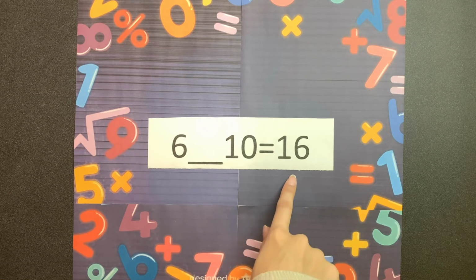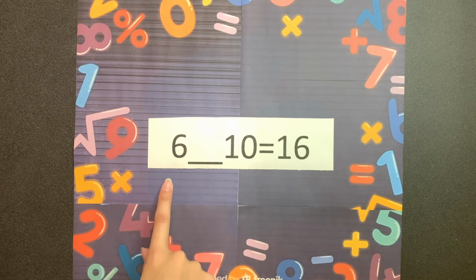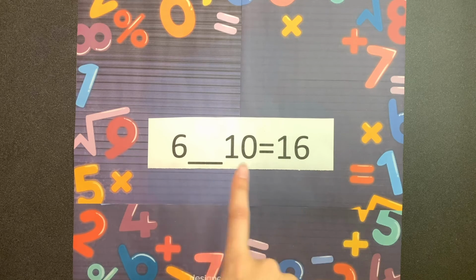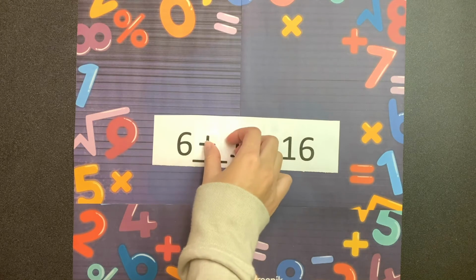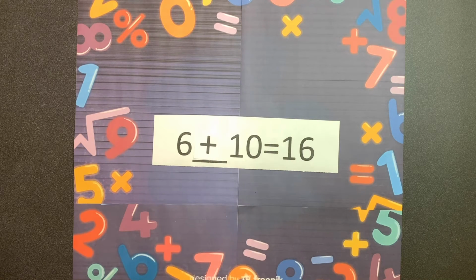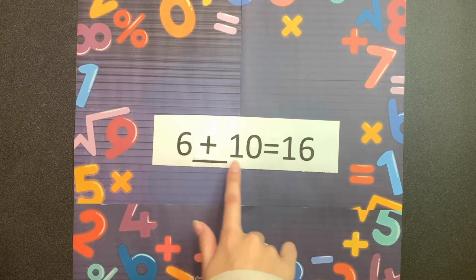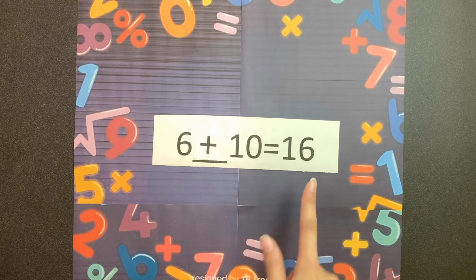Now is 16 bigger than 6? No. Is 16 bigger than 10? Yeah. So what does that clue give us? Do we know now that it's addition or subtraction? Yeah, now we know it's addition since 16 is bigger than both of our numbers. So 6 plus 10 equals 16.